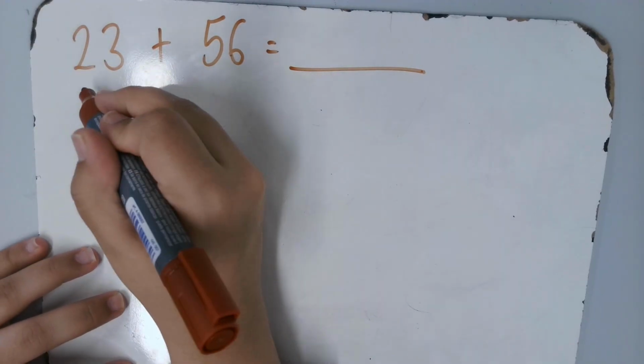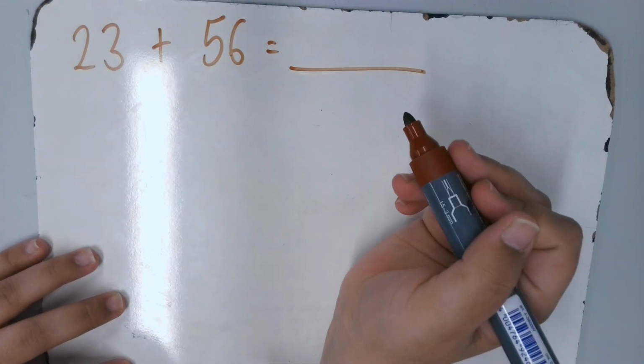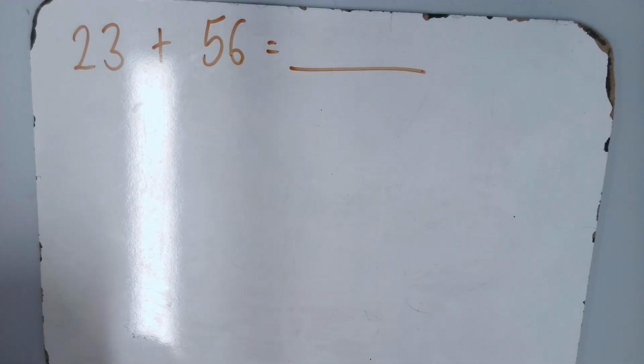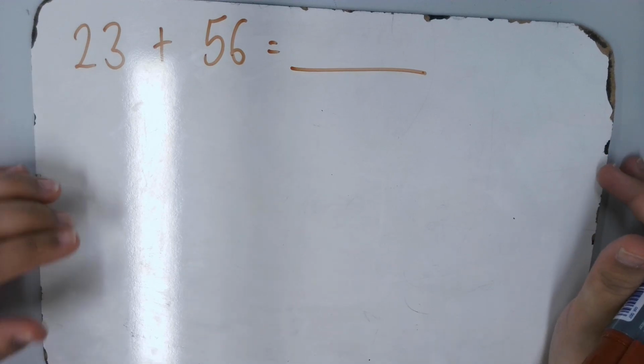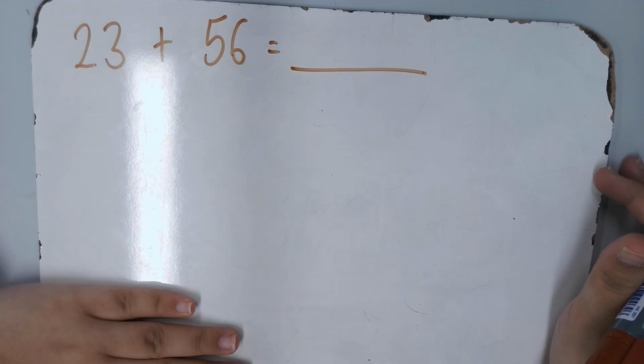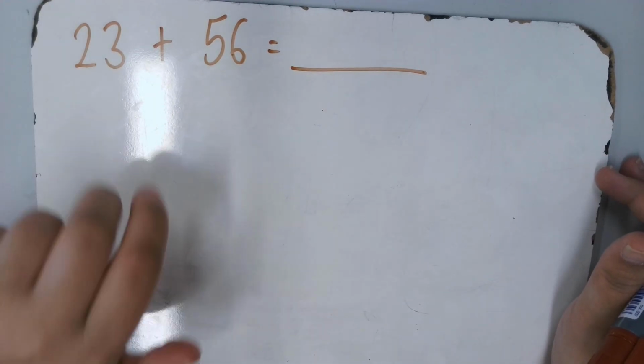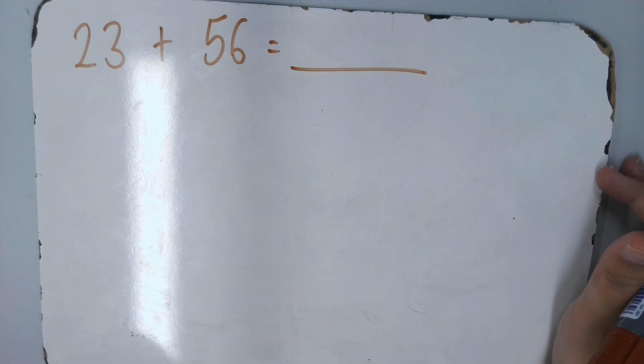You might remember that we did the partitioning method where we'd partition each number and then add the tens, add the ones. Well, actually, there's also another way that we can do it, and that's by using column addition. It's basically doing the same method, but in a quicker way.